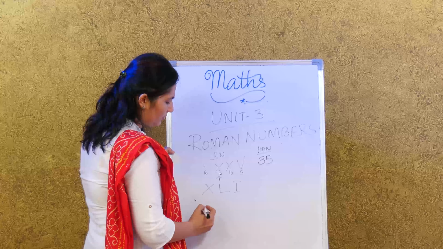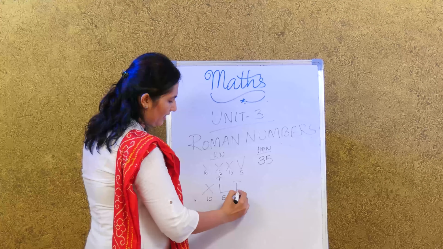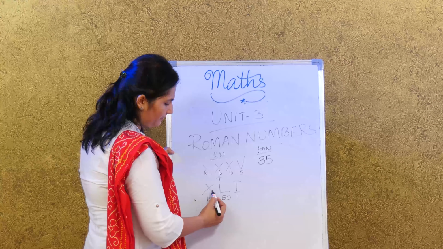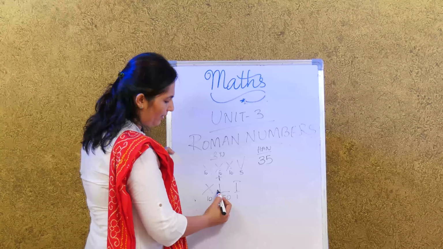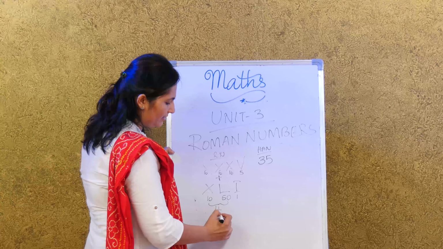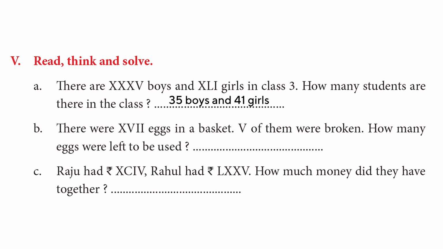Alright. Now, this one, this has a value of 10, this is a value of 50 and this has a value of 1 itself. So, here x's come before L. So, this answer is, we have to minus 10 from 50, you get the answer 40 and this is 1, 41. So, there are 35 boys and there are 41 girls in class 3. So, now how many students are there? So, now we have to go and do our addition.